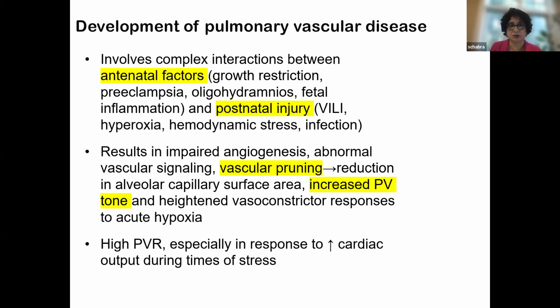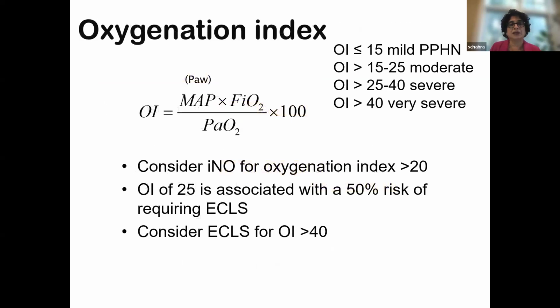This will give rise to impaired angiogenesis and vascular pruning and increased pulmonary vascular tone. The oxygen index is one of the indices that we use to assess how severe the hypoxemic respiratory failure is. And we calculate it by multiplying the mean airway pressure times the FiO2, divided by the PaO2 on the gas, times 100. And if it is greater than 20, we consider iNO.